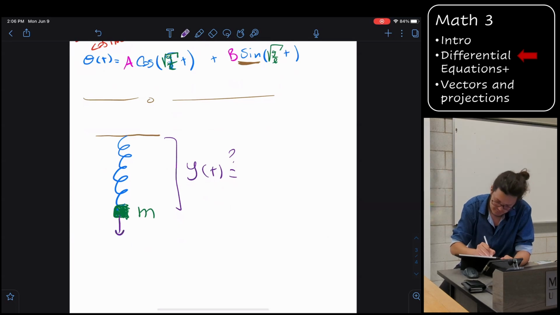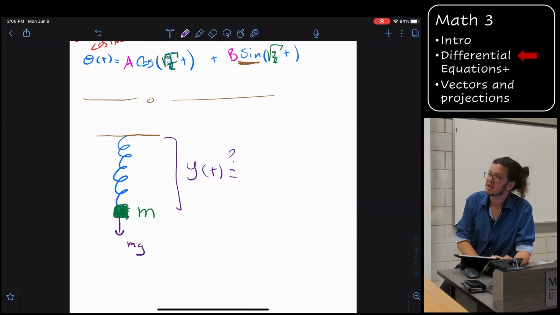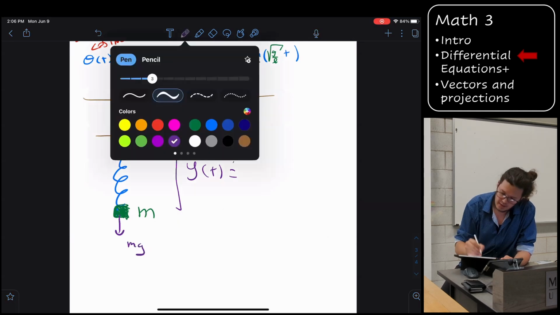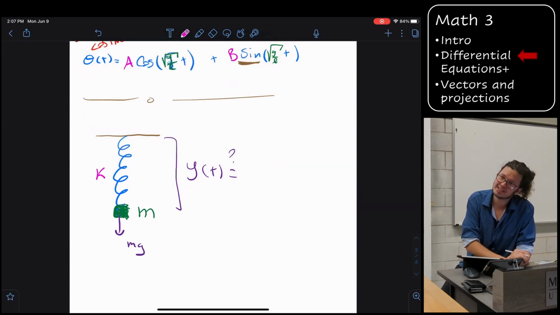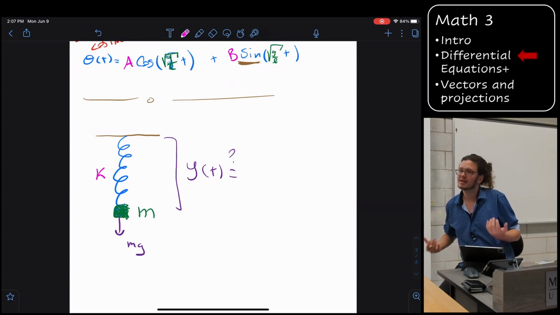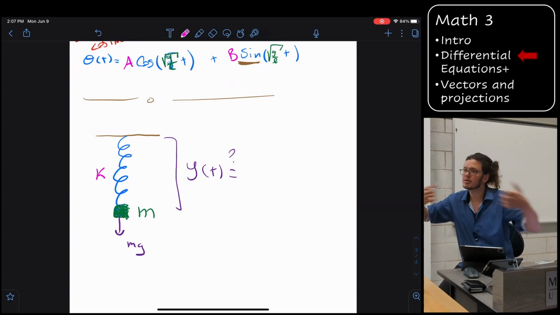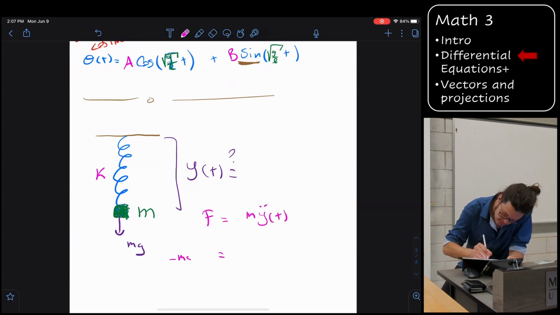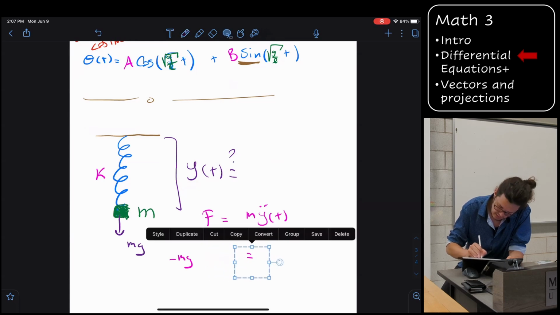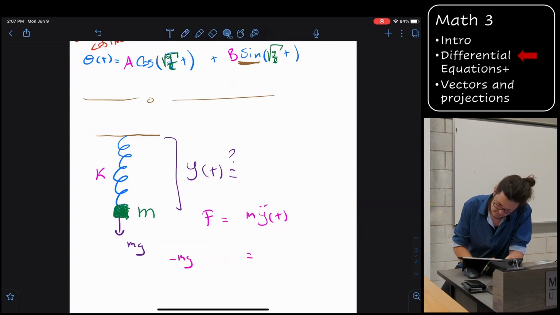Same old gravity, mg, and then the restoration force from the spring. A good way of modeling this, it doesn't have to be the case, is to say my spring has a spring constant k that tells me how angry the spring gets whenever you perturb it around its equilibrium position. So the equation of motion: the forces acting on my system are going to be proportional to m y double dot as a function of time. And in this case, the force is minus mg plus the restoration force that is k y squared.